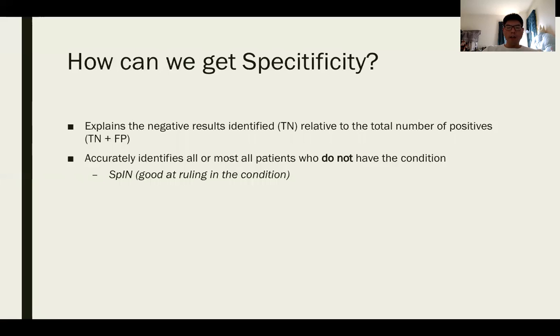So how can we get the specificity? It explains here the negative results identified relative to the total number of those without the condition, so that is the true negatives plus false positives. We use this formula so we can get the specificity. Spin in: good at ruling in this condition. So specificity, spin in, rule in the condition.